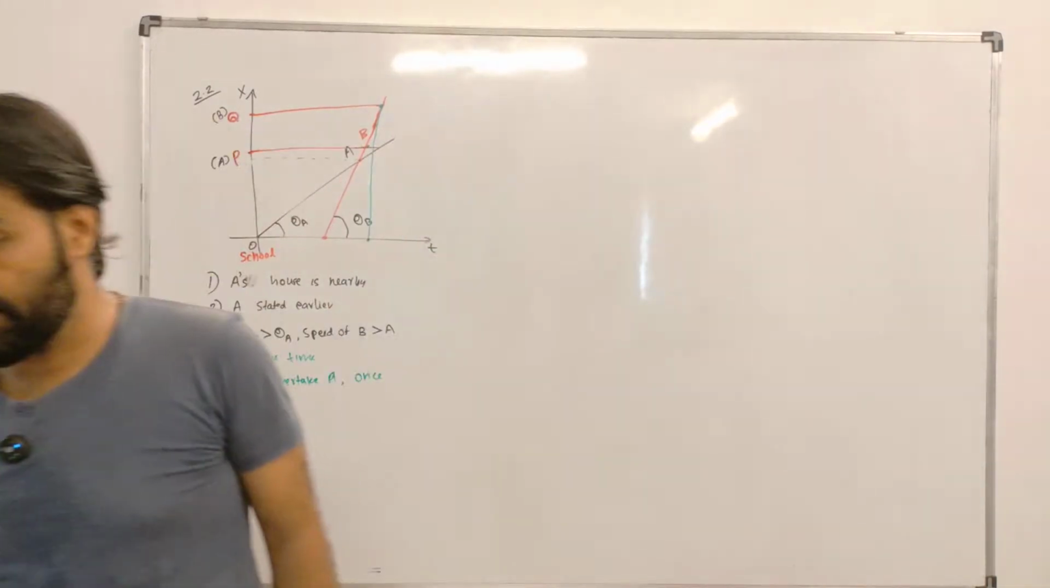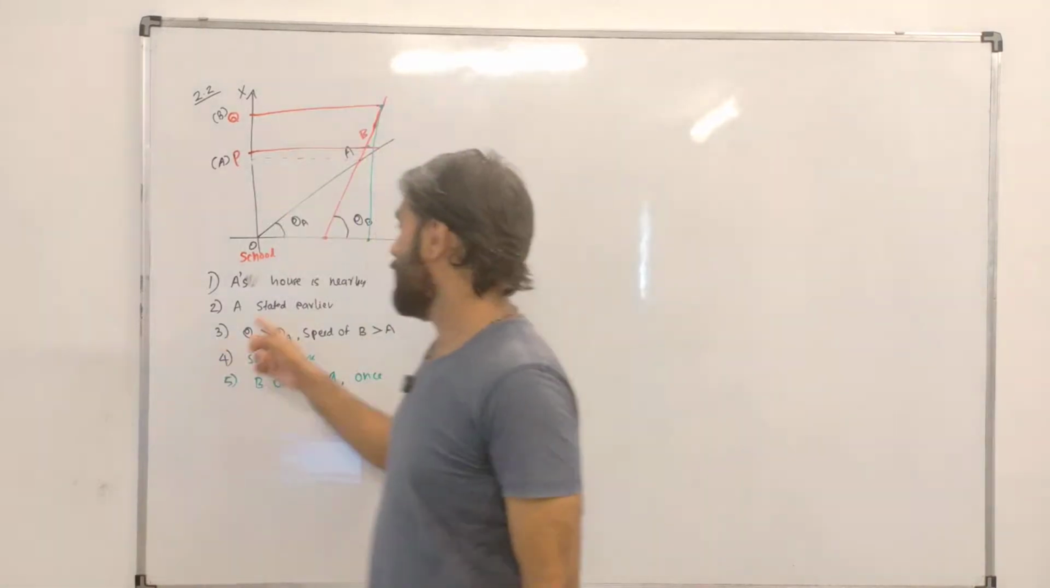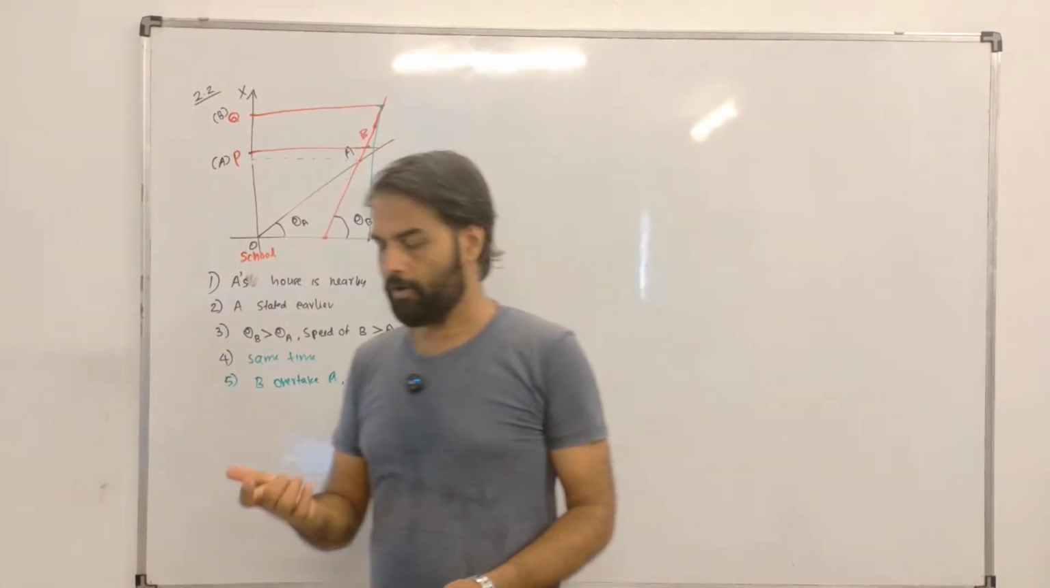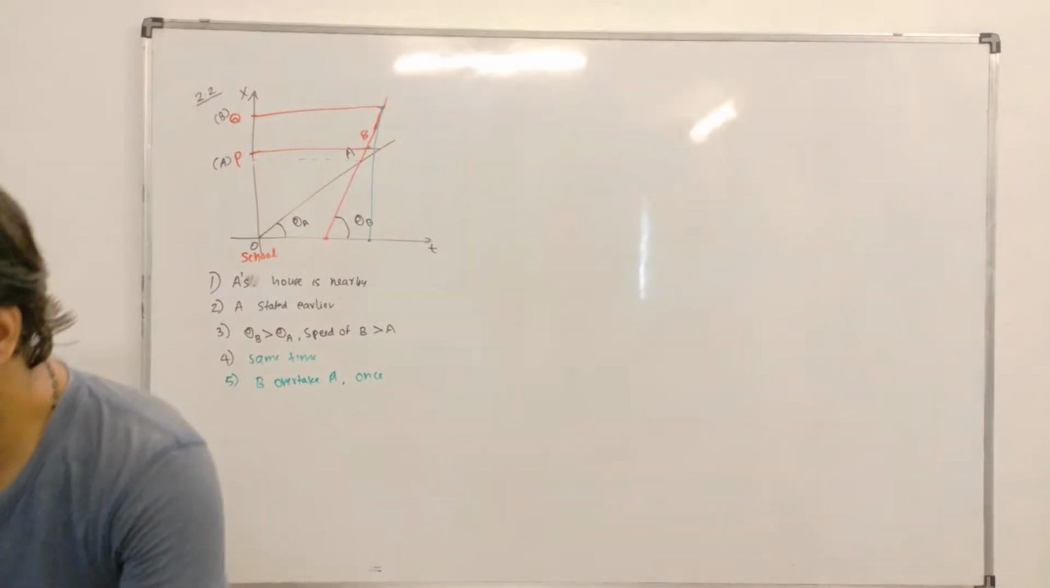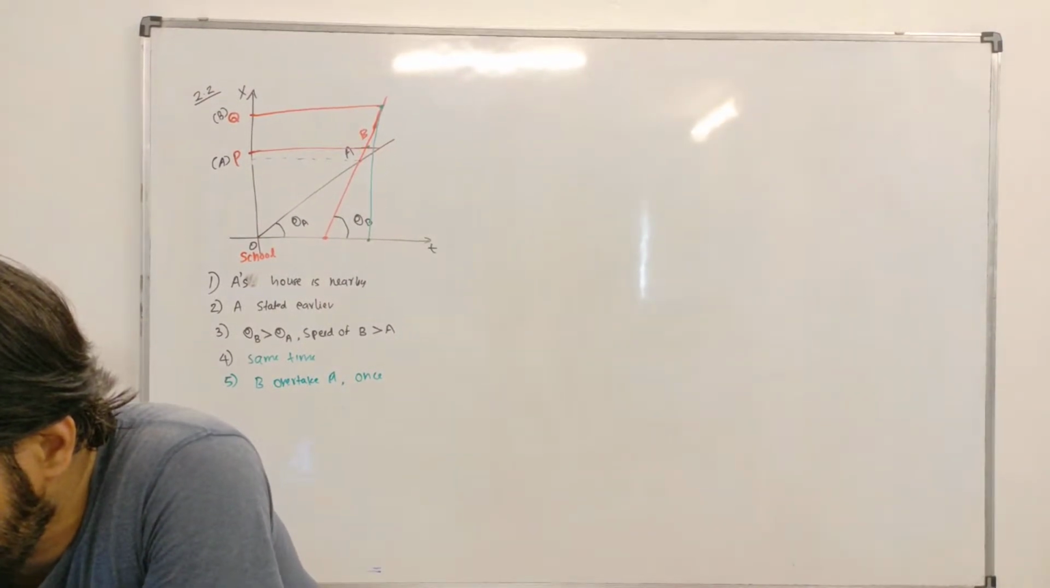Now, the last option, whether A or B is overtaking. So the answer is: B is overtaking A one time. Okay? Right. Now, write another question. Vedika, write another question.